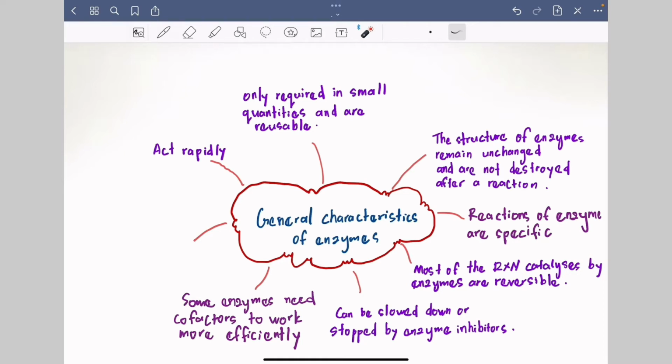This salivary amylase, in the presence of chloride ions, can increase the chemical reaction, the salivary amylase activity in our mouth. It can obviously speed up biochemical reactions. And lastly, act rapidly.